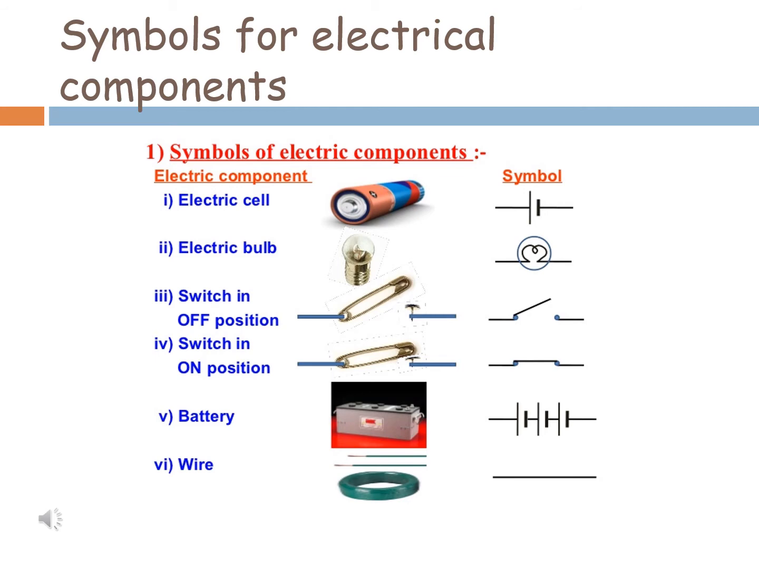So here are the symbols of electrical components. First one is electric cell. This is the symbol for electric cell. The bigger line shows the positive terminal of the cell and the smaller one is the negative terminal of the cell. Then we have the symbol for electric bulb, then switch in off position and switch in on position. Then this is the symbol for battery, which means when we join many cells together, it forms a battery, and a wire can be represented by a simple line. So this is the symbol for wire.